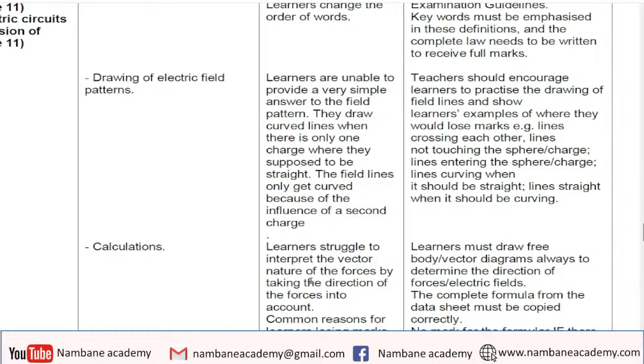For a negative charge, they bend towards the charge. For a positive charge, they bend away from the charge. That is how we draw the electric field patterns. And you must also do this when you have both positive and positive or negative and negative. That is how we are supposed to draw the field lines.